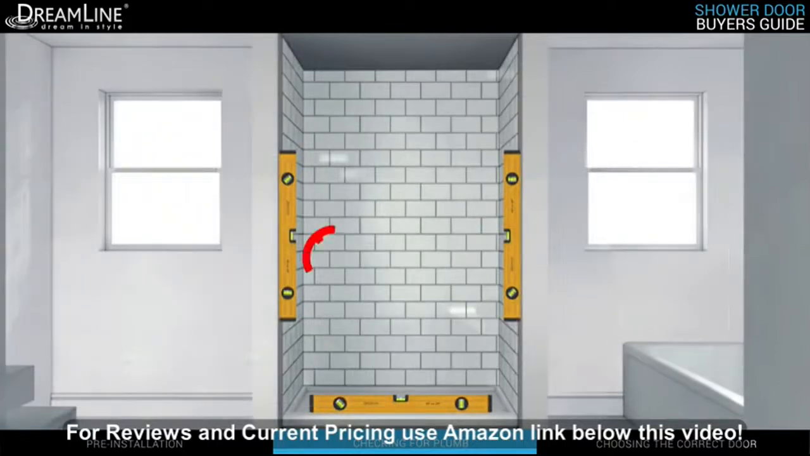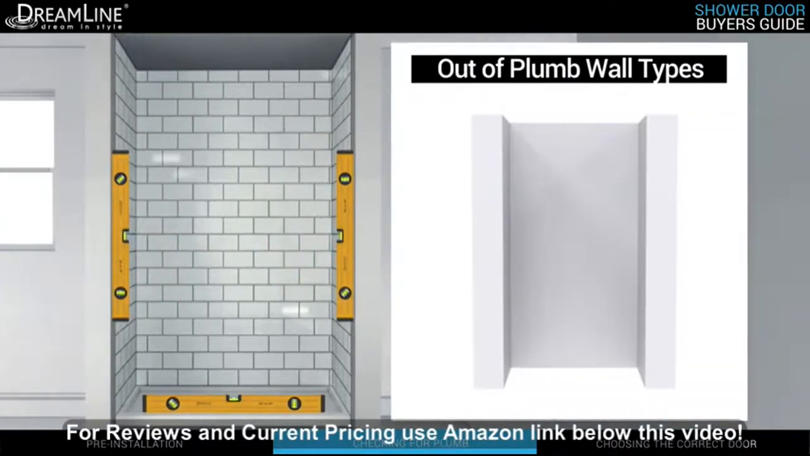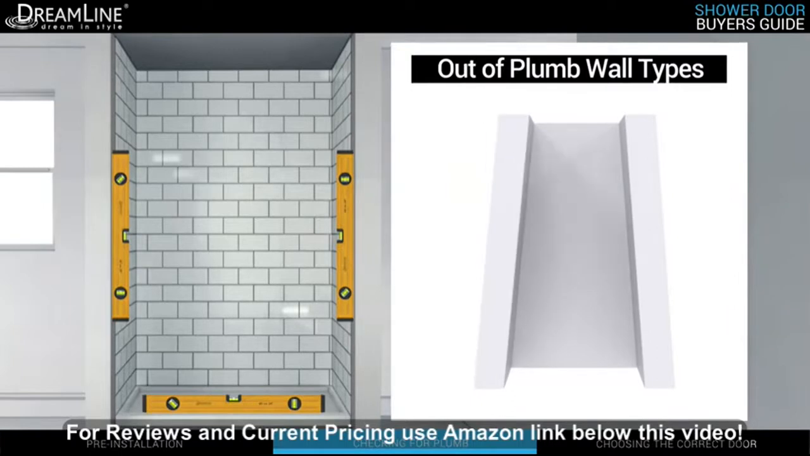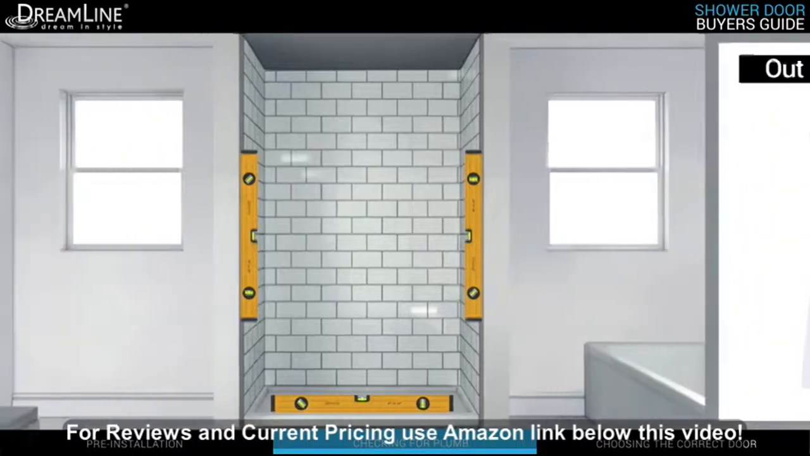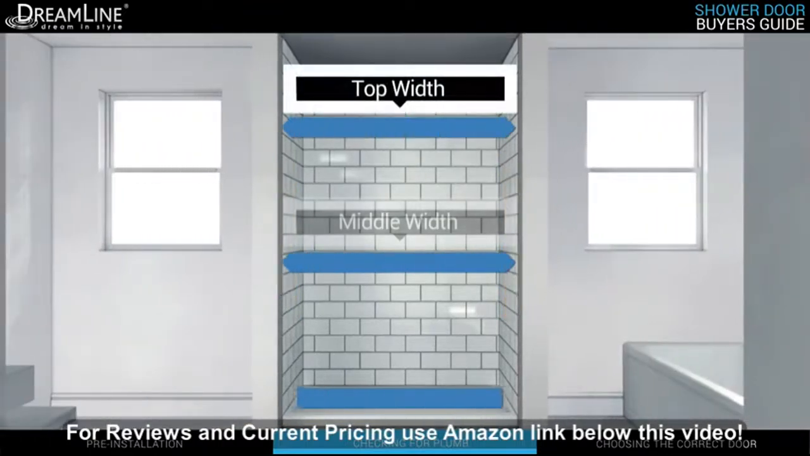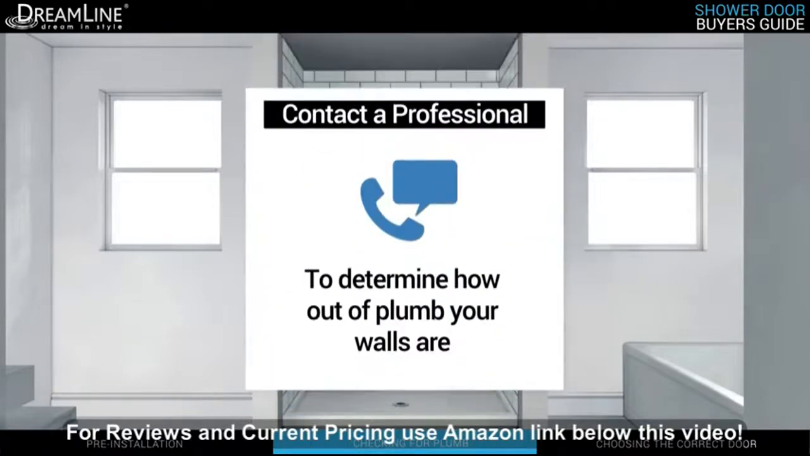However, if one or both walls are not perfectly vertical, you have what is known as out-of-plumb walls. You may have only one wall that is out of plumb. Both walls may be angled in toward the center, outwards, or in the same direction. In any of these situations, you'll need to determine exactly how out of plumb your walls are. Please contact a professional to help calculate your out-of-plumb dimensions properly.